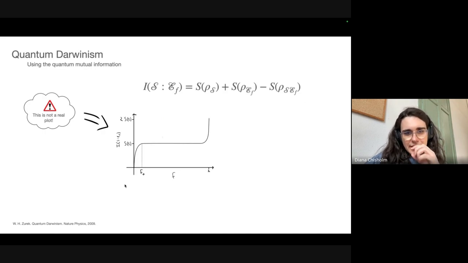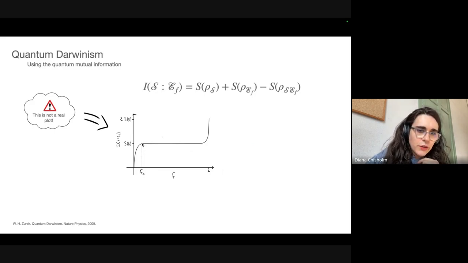So what is the interpretation you would make of a plot that looks like this? Basically, the mutual information increases very fast as f increases. Then you reach a certain value of f that we call f(0), for which the mutual information is exactly equal to the entropy of the system. Now, in principle, if the mutual information is equal to the entropy of the system, it means that whatever ignorance you have about the system can be recovered by measuring the environmental fraction.